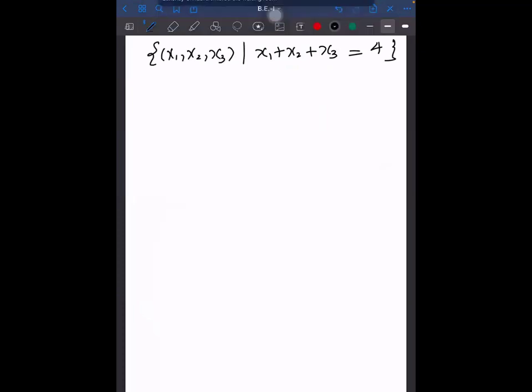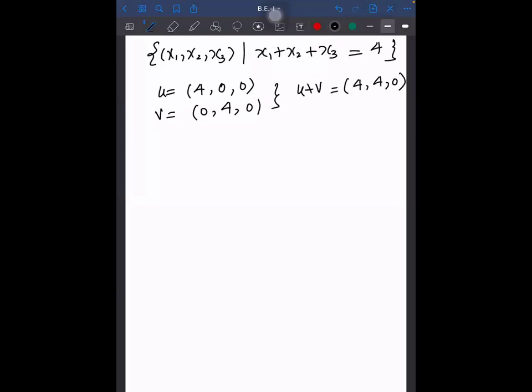It will not satisfy addition, nor scalar multiplication, right? So you take this element and this element, and now you take U plus V. This will be (4, 4, 0). Now these two elements are in the set, but the sum will not be, because if you take the sum of these three elements, it will be 8. It will no longer be 4, right?